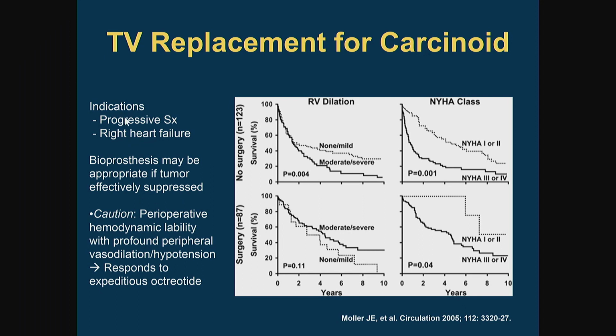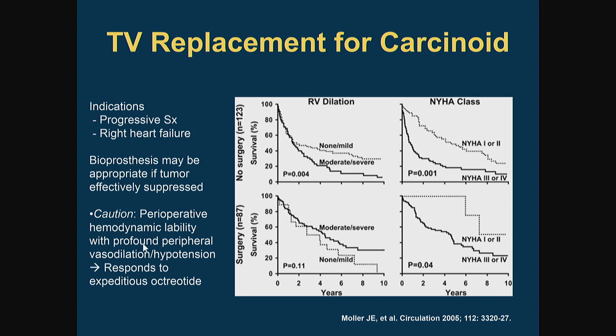Accordingly, in patients with worsening symptoms, and particularly those with progressive right heart failure in the setting of severe tricuspid regurgitation and carcinoid heart disease, replacement is considered. Patients with carcinoid disease who get a bioprosthesis might be at risk for development of recurrent problems with the bioprosthesis if the tumor is not effectively suppressed. But if the carcinoid is actively treated, then bioprostheses may be appropriate.